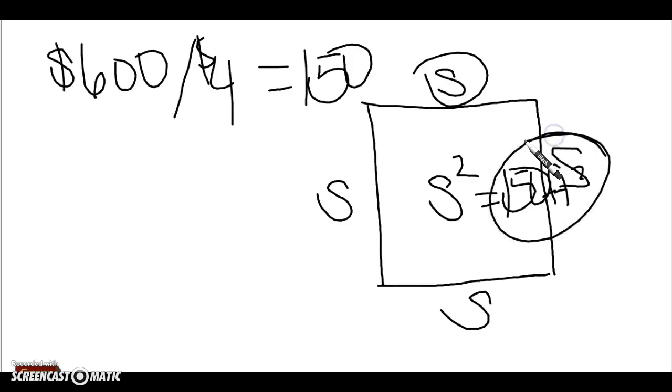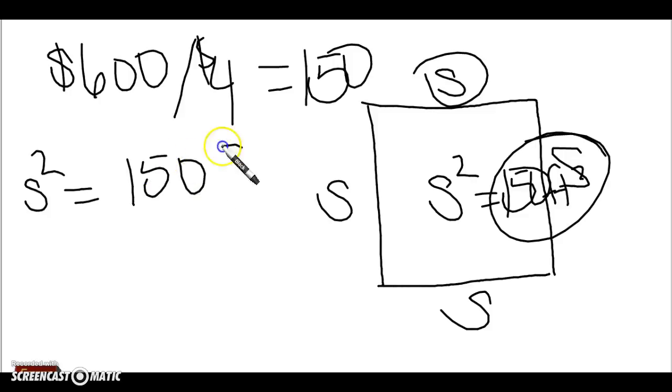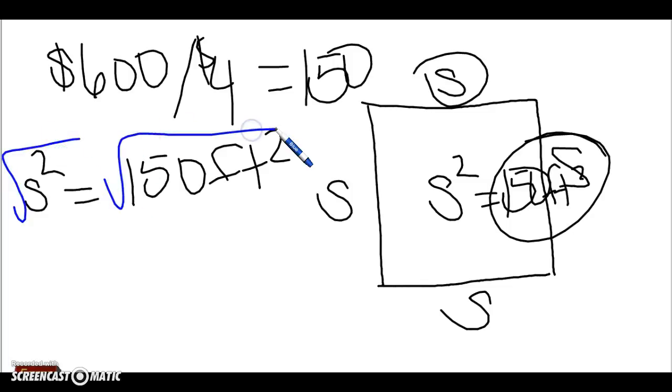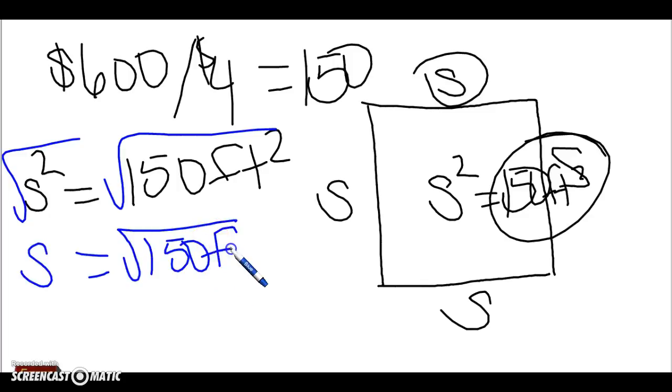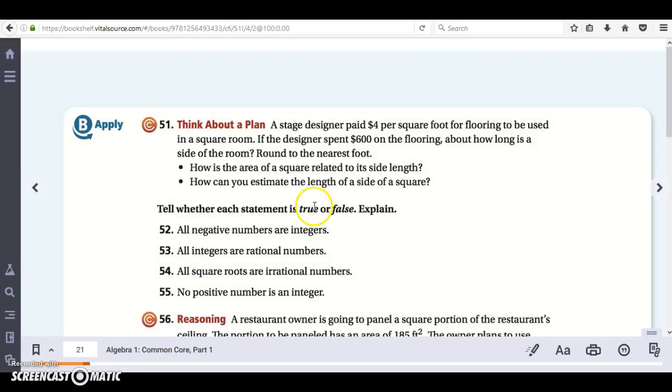Well, how can I get my S now? So S squared is equal to 150 feet squared. And so to find out what S is, I need to take the square root of that, right? So S is equal to the square root of 150 feet squared, which is going to give me feet now. And so that's the second question. How can you estimate the length of the side of a square? Well, I need to take the square root and estimate it.